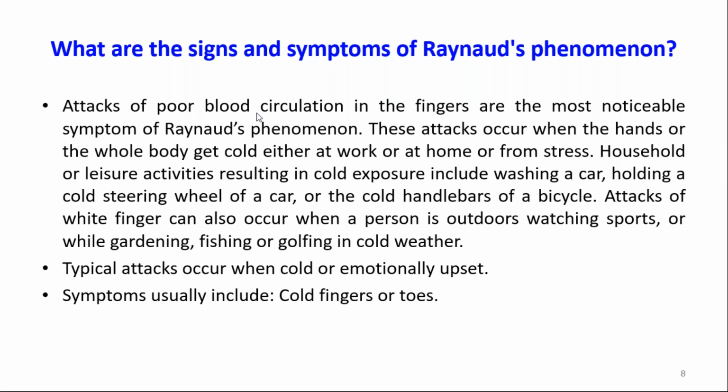Attacks of poor blood circulation in the fingers are the most noticeable symptoms of Raynaud's phenomenon. These attacks occur when the hands or the whole body get cold, either at work or at home or from stress. Household or leisure activities resulting in cold exposure include washing a car, holding the cold steering wheel of a car, or the cold handlebars of a bicycle. An attack of white finger can also occur when a person is outdoors watching sports, or while gardening, fishing or golfing in cold weather. So it is mainly related to cold weather.